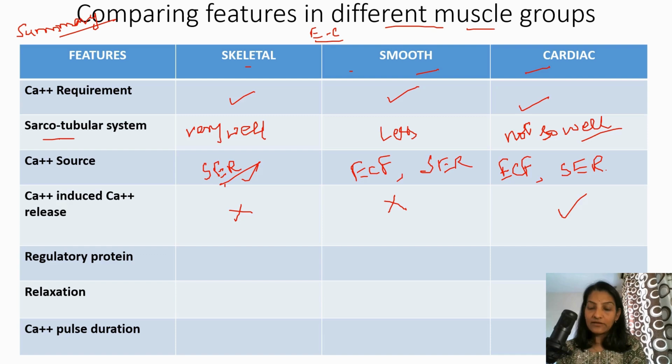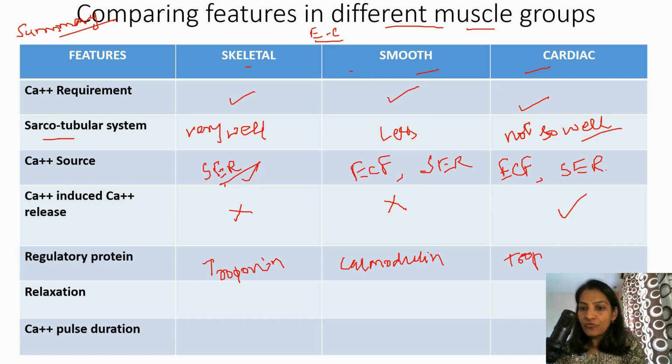Regulatory protein. Regulatory protein means once the calcium is released out into the cytoplasm, what it is going to bind with. So in case of skeletal muscle, the regulatory protein is troponin. In case of smooth muscle, the regulatory protein is calmodulin. And in case of cardiac muscle, it is the same, troponin.